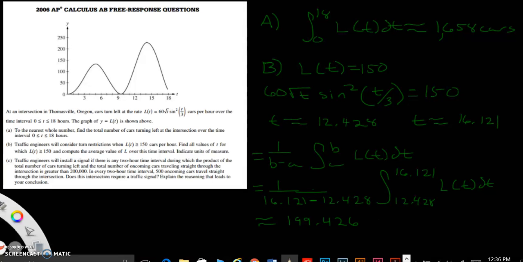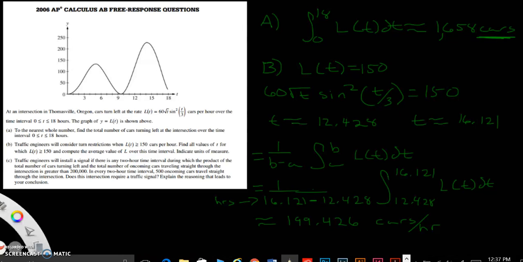Now we have to say what the units are. Before it was cars per hour, so what would our units be? It would still be cars per hour because you're finding the average. If you just found how many cars, you would just integrate and it would be cars, like this one was just cars. But since we had 1 over b minus a, it's time, so it's cars per hour. This is the hours part.